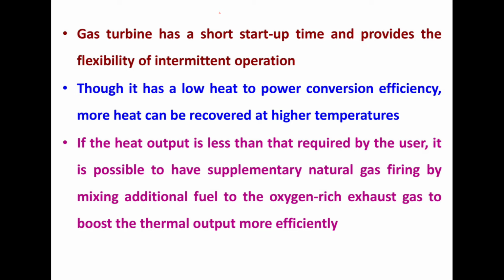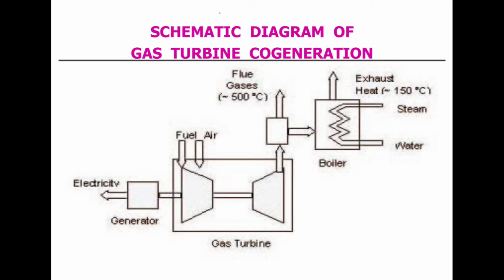If the heat output is less than that required by the user, it is possible to have supplementary natural gas firing by mixing additional fuel into the oxygen-rich exhaust gas to boost the thermal output more efficiently. This is a schematic diagram of gas turbine cogeneration, and this is a simple view of the cogeneration system.